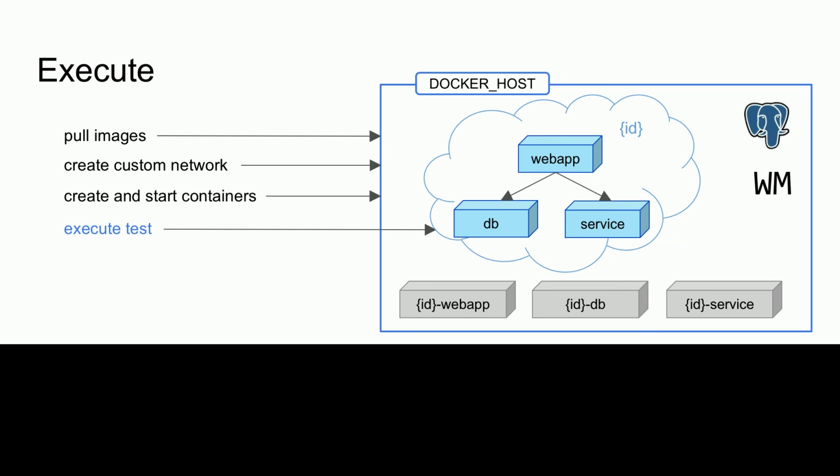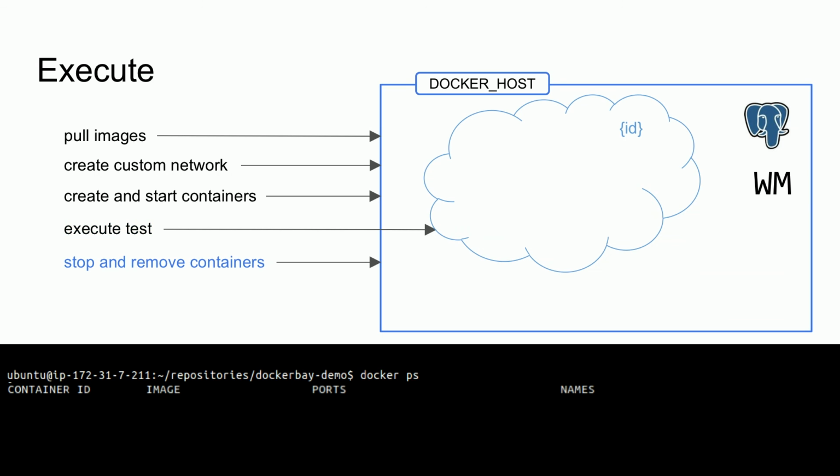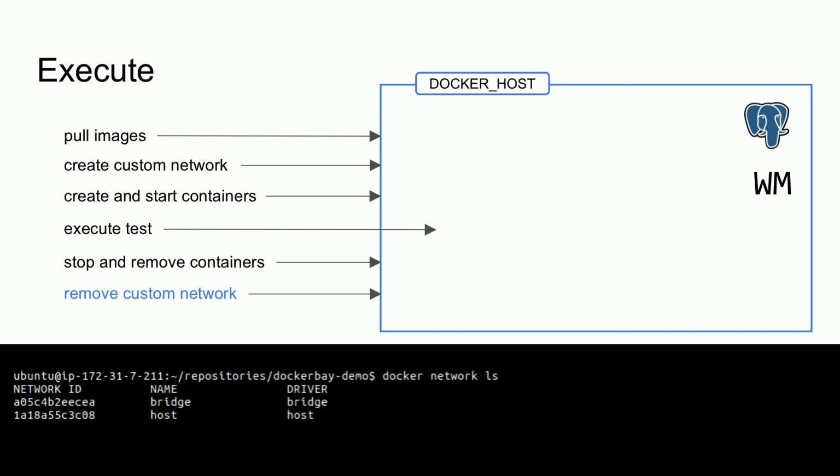After we run the test, whether it is successful or not doesn't matter, we shut down the environment. We clean up after ourselves. And this is what the library does for you. It will stop and remove containers. So after this step, if you would run the docker ps command, you will see nothing. It's empty. And delete the network. So it's clean. After you run the docker network ls command, you will see the default networks only.